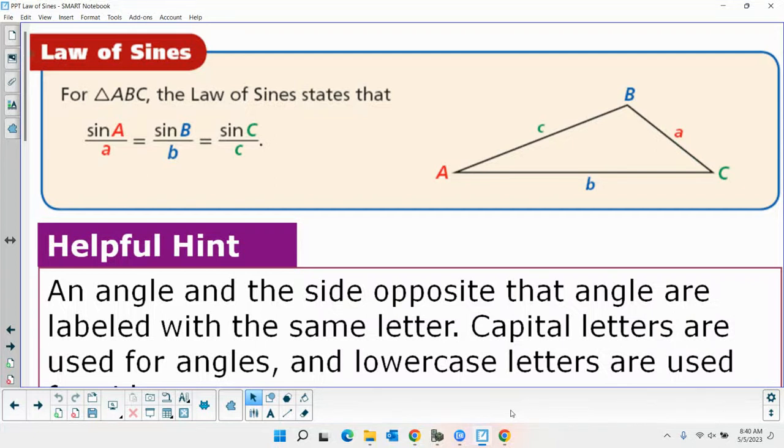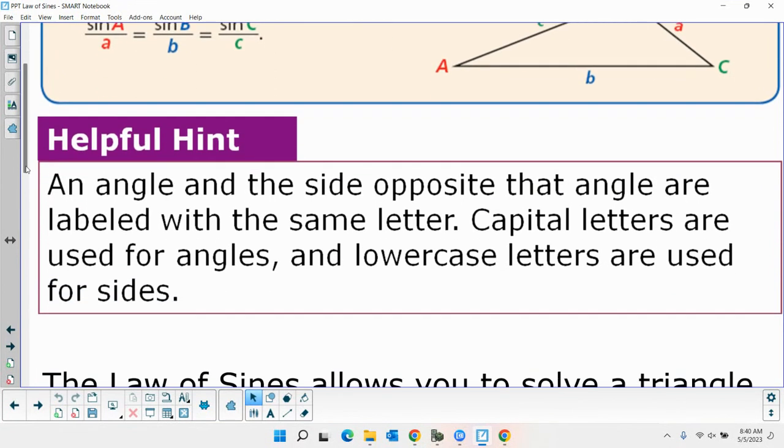All right. So again, when you draw your picture, make sure angle A and side A are opposite each other. Angle B and side B are opposite, and angle C and side C are opposite. Okay.